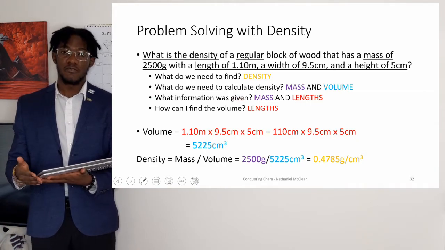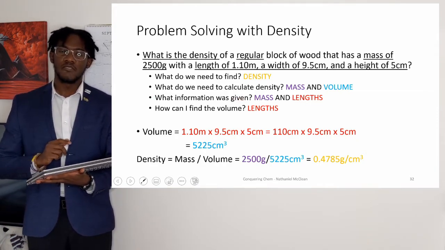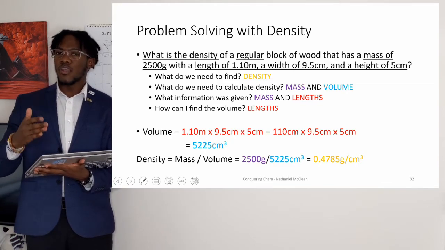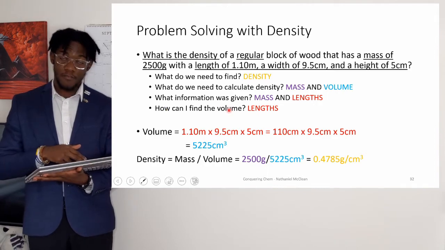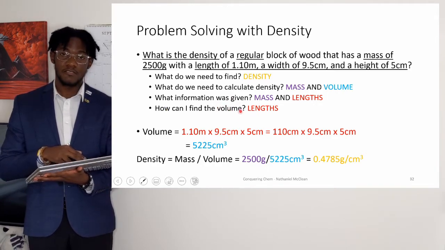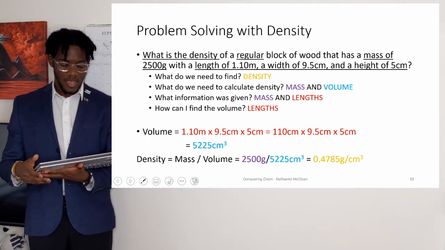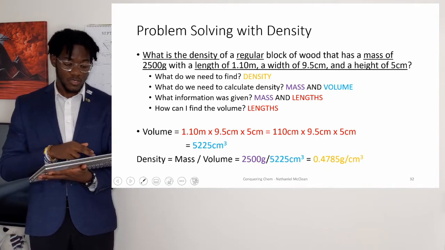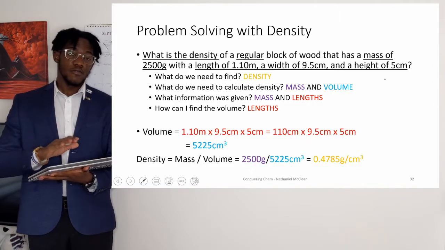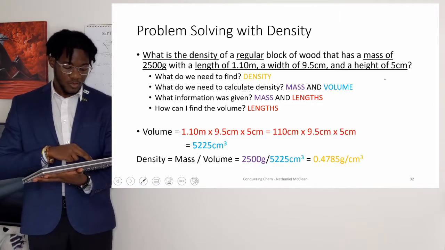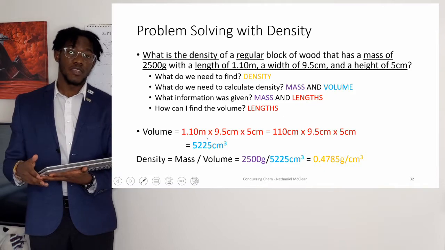What information was given? And knowing what information was given, we now have to ask, what can this information lead us to that we need? Or how can I find the volume, which is the missing factor for this question? To find that volume, we can use the lengths which were given. Knowing our equation, first we find the volume. The volume is going to be equal to all of the lengths multiplied by each other.